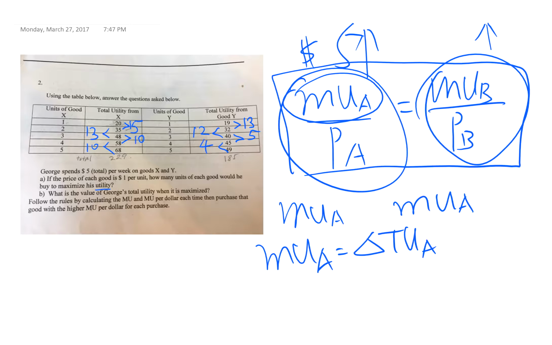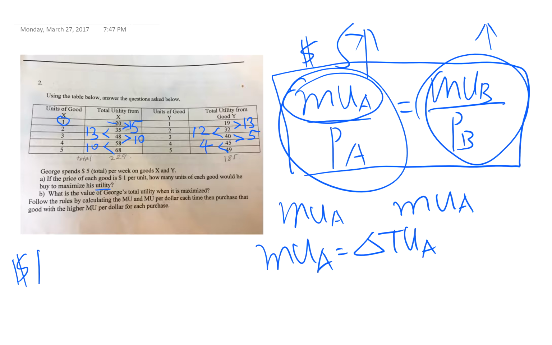All right, so we only have $5, and we're going to go through each dollar spent. For the first dollar you're going to spend, should you buy either X or Y? For your first X, you have 20 utilities, and for your first Y, you have 19 utilities. So X is more, so you're going to buy the first X.